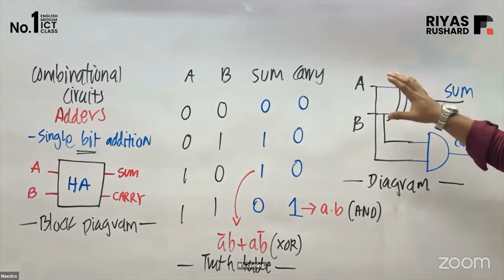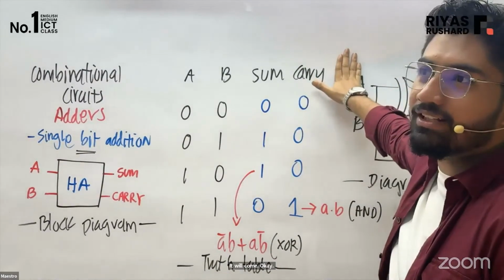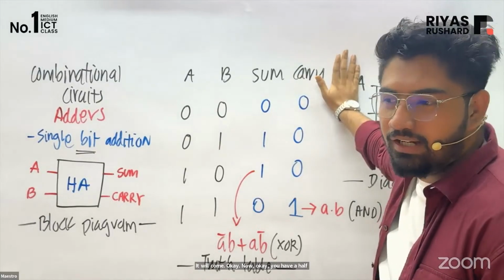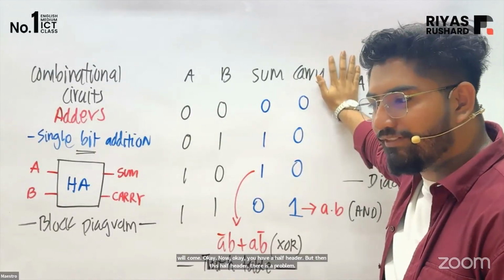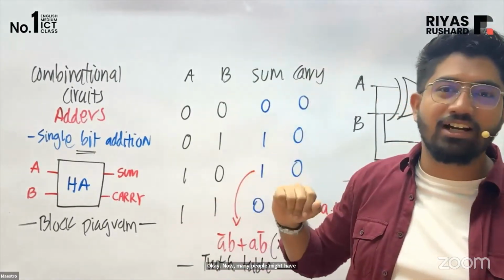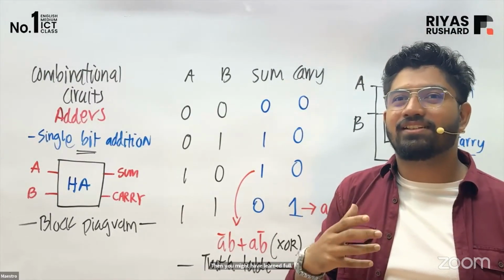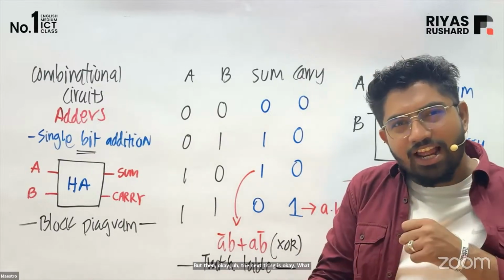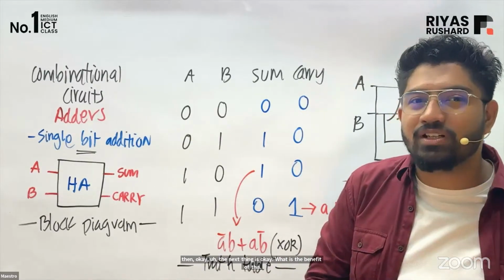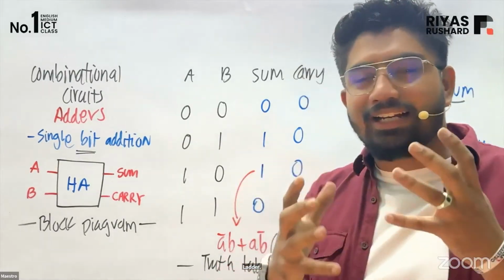Okay, you have a half adder, but there is a problem with this half adder. Many people might have learned half adders, then you might have learned the full adder. But what is the benefit of this full adder? A full adder is specially designed to get that excess bit.